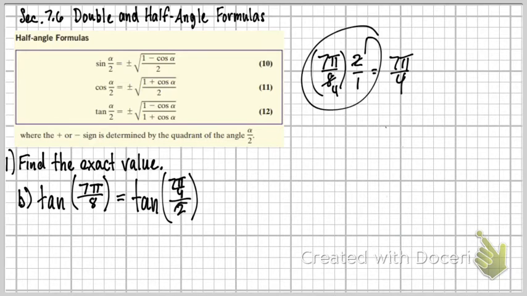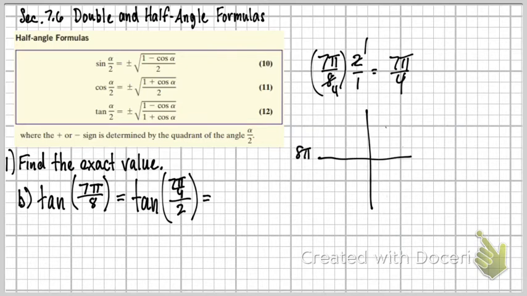So then down here I put the half, and that kind of offsets it. And that's why I'm able to get away with that. Okay, so now all I'm going to do here is follow my formula. But I do have to understand what quadrant I'm in. Now think about this. This is tangent of 7 pi eighths.